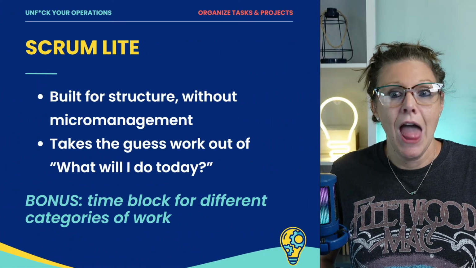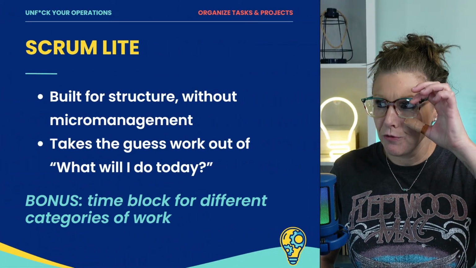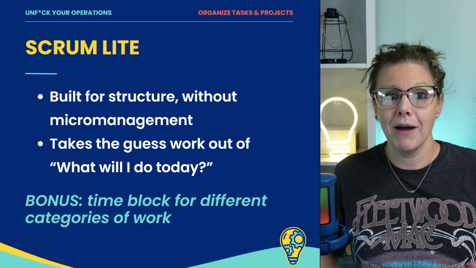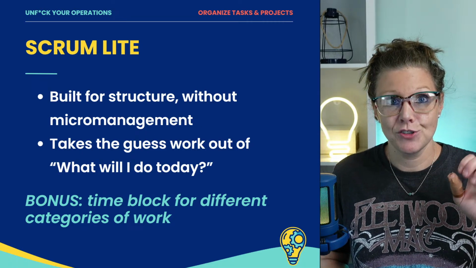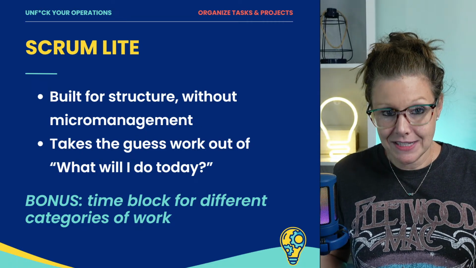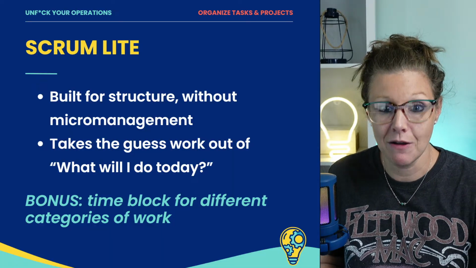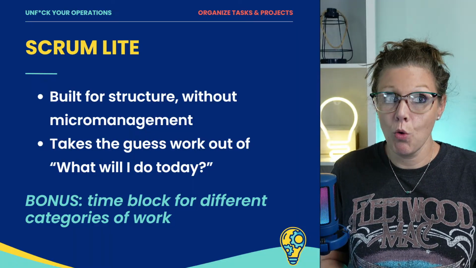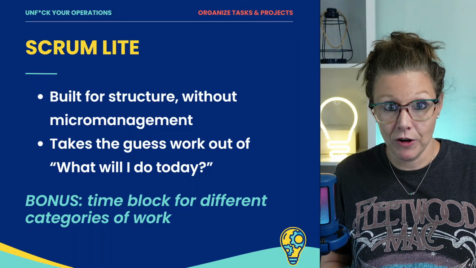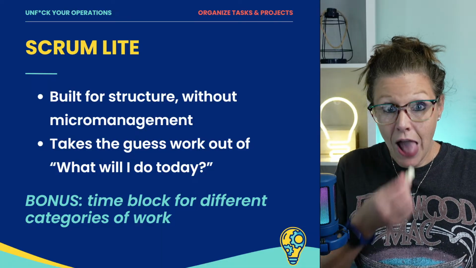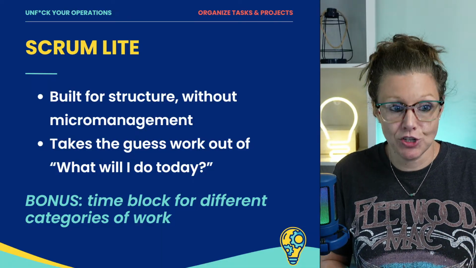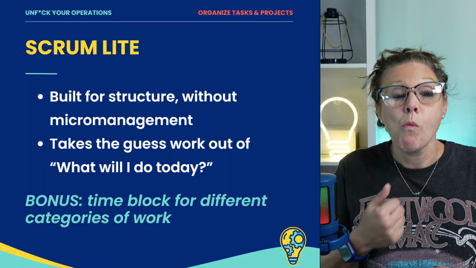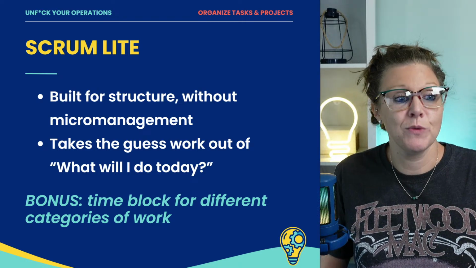What I love about Scrum is that it's built for structure without micromanagement. If you get Scrum working well, the team takes care of themselves because there is structure, there are expectations, there is a framework. Everybody is working within the same framework. There is nobody working rogue. Everybody's marching in the same direction. And it takes all of the guesswork out of what am I going to do today, which is my favorite part because I get distracted way too easily.